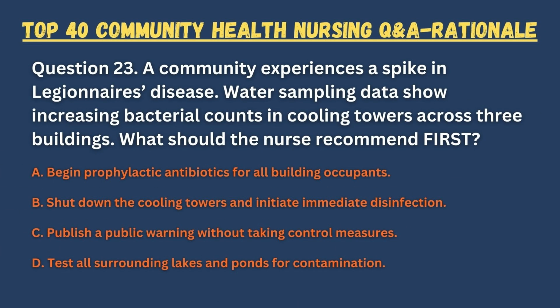Question 23. A community experiences a spike in Legionnaire's disease. Water sampling data show increasing bacterial counts in cooling towers across 3 buildings. What should the nurse recommend first? A. Begin prophylactic antibiotics for all building occupants. B. Shut down the cooling towers and initiate immediate disinfection. C. Publish a public warning without taking control measures. D. Test all surrounding lakes and ponds for contamination.